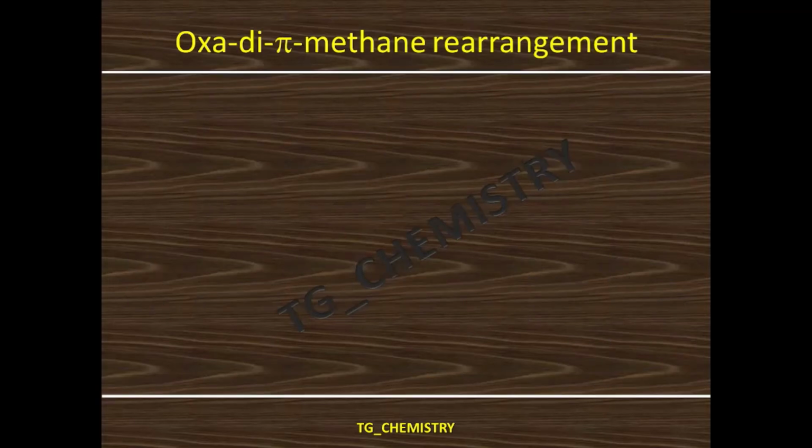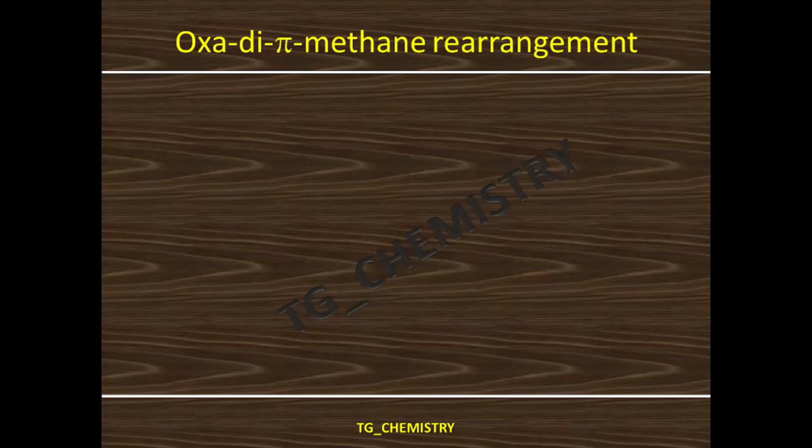Next comes the oxa-di-pi-methane rearrangement. With the di-pi-methane rearrangement, it needs to be understood that if there is a heteroatom present in the pi system, then it also undergoes the di-pi-methane rearrangement reaction in a similar fashion. And if the heteroatom is oxygen, then the rearrangement is known as the oxa-di-pi-methane rearrangement. I will come to the aza one also.